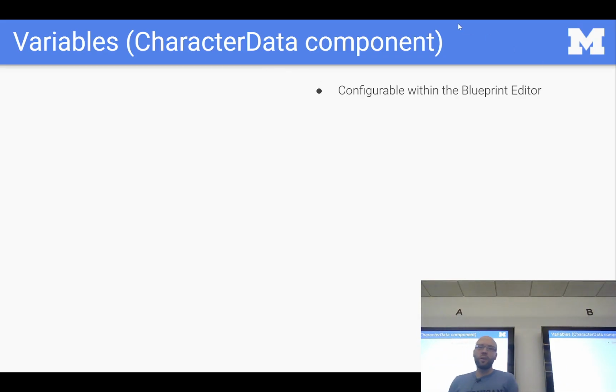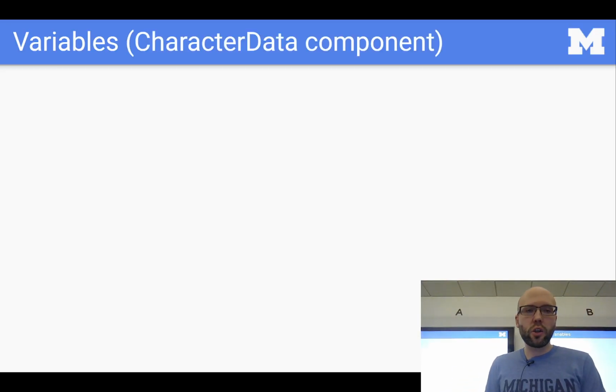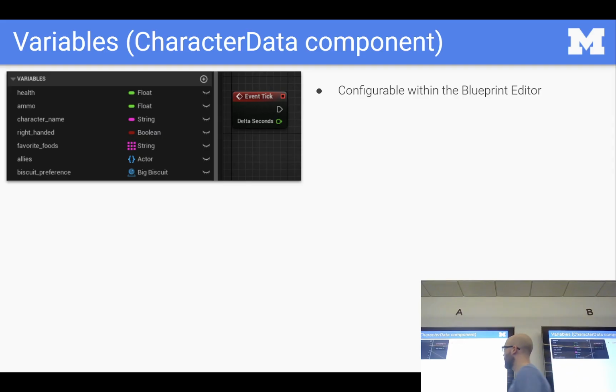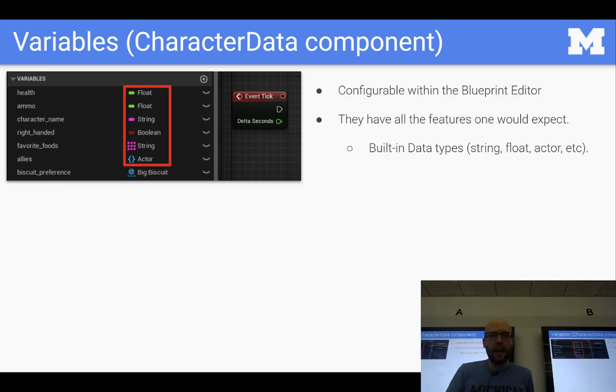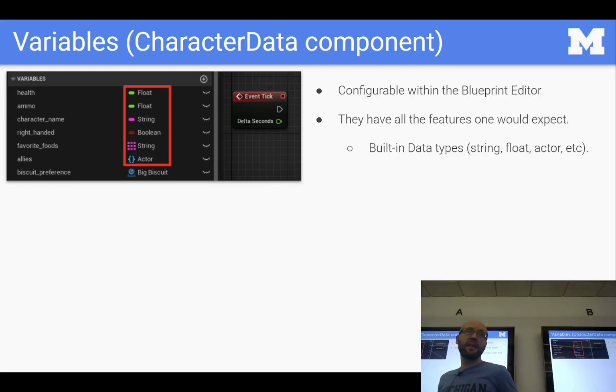Variables are configurable within the Blueprint editor. When you go in and look on the left side of your Blueprint window, you're going to see a little tab to show you what all your variables are, including their type, including whether they're visible. And they have all of the features that you would expect. There are built-in data types, just like you're used to in C or C++. Floats, integers, booleans, strings, okay?